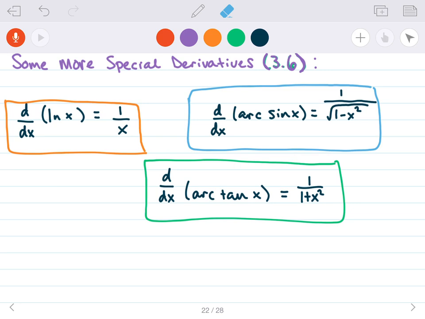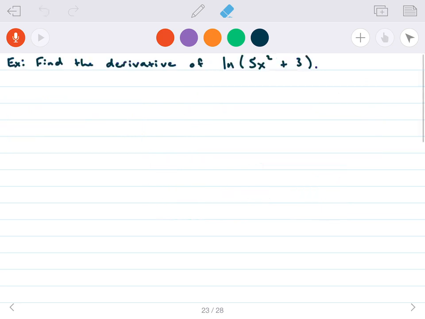So let's do some examples where we're actually using these special derivatives. The first example is find the derivative of ln of 5x squared plus 3. Well, this is a chain rule because we have a function and a function. Our outer function is going to be ln of something. Our inner function is going to be 5x squared plus 3.